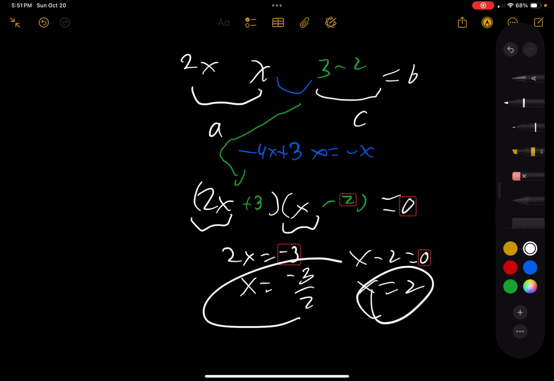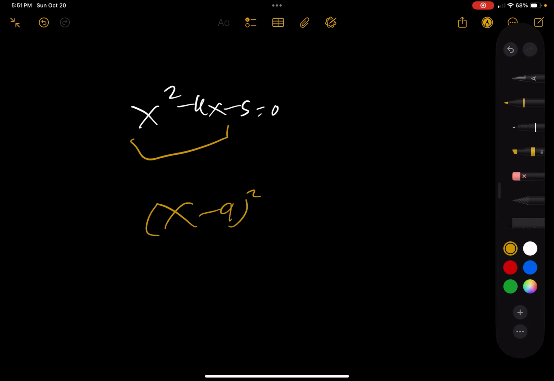And these are our values of x. So now let's use completing the square. So we have x squared minus 4x minus 5 equals 0. What we're trying to do is turn this into a perfect square trinomial. A perfect square trinomial basically factors out into one squared term. So it would factor out to x minus a squared, for example.